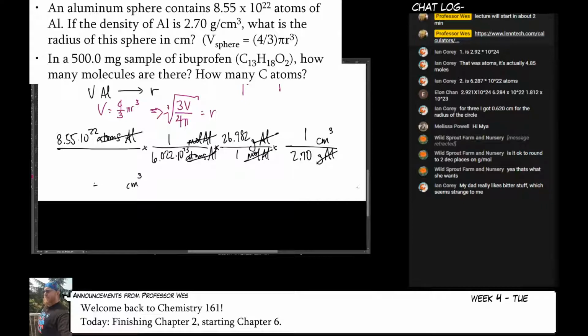So we'll punch that in the calculator. 8.55 times 10 to the 22 times 1 times 26.982 times 1 divided by parentheses 6.022 E23 times 2.70. I get 1.42 cubic centimeters. Not very large of a sphere, huh? But that makes sense because we're using less than a mole of stuff. And a mole of aluminum would only be 27 grams or so, which would only be about 10 cubic centimeters.